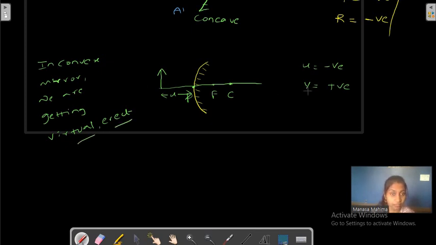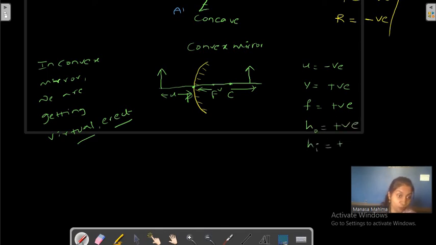So I have taken the V to be positive. Why? I am taking the image to be somewhere here. So I will measure the V distance to be positive in the case of convex mirror, correct? Then what about the focal length? The focal length will also be positive because the principal focus, whatever we are taking, will be on the right side, right? And what else? The height of the object will be positive, whereas the height of the image is also positive in convex mirror, right? And what else? Radius of curvature is positive since we are taking towards the right side.